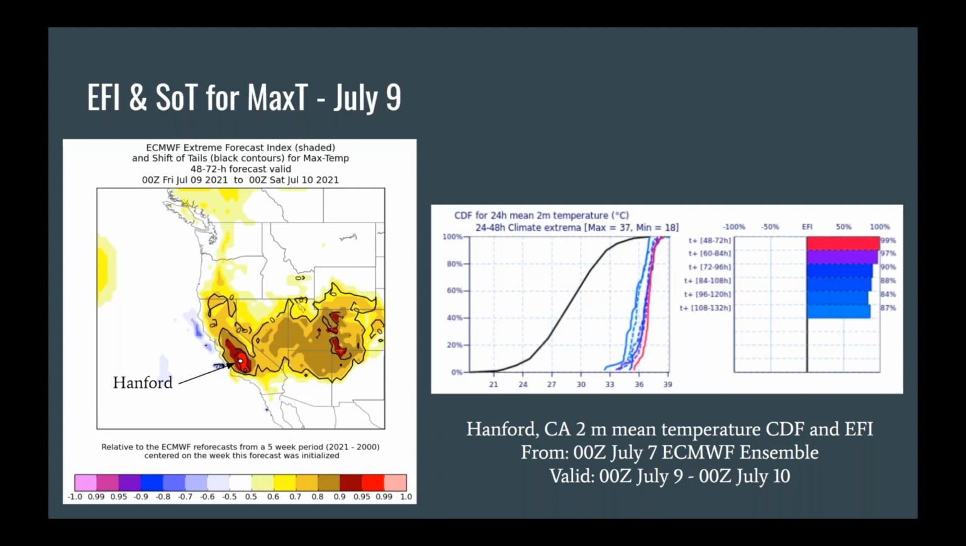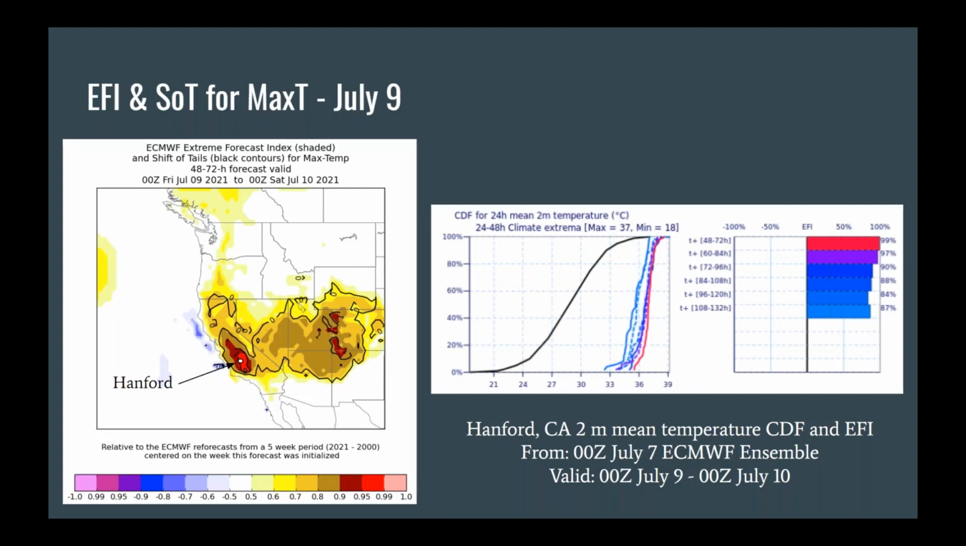But you also see the M climate peaks at about 30, maybe about 37 Celsius, and there's a lot of ensemble members here that are to the right of that peak, and so that's why you have a shift of tails there. That black circle surrounding Hanford is an SOT value of 1. That's again representing that top 10%. Note that there is some slight difference between these two images. The one on the left is max temperature. The one on the right is mean 2-meter temperature.